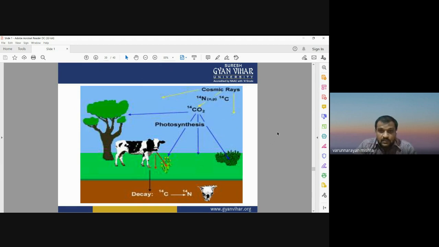This figure shows how the radiocarbon mechanism works. Here you see the cosmic rays interacting with the nitrogen present in the atmosphere, producing carbon dioxide with atomic mass 14, which is then taken up through the photosynthesis process. Then a living organism, a cow, is subject to the decay process. The carbon-14 absorbed by the living organism is now converted into nitrogen-14. So we come to know how much time ago this living organism died.